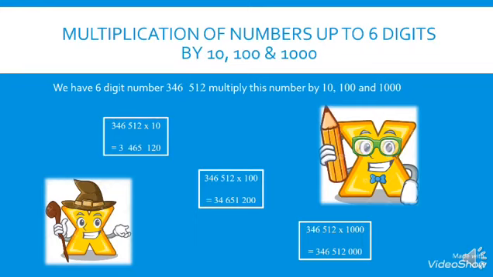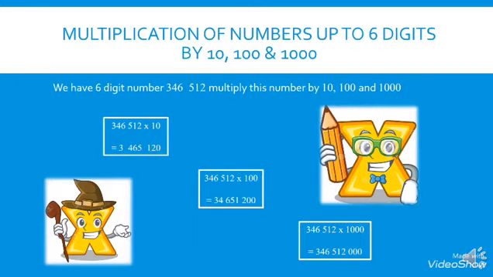Let us see what happens when we multiply a 6-digit number by 10, 100 and 1000. In this example, we have a 6-digit number, 346,512. We multiply this number by 10, 100 and 1000 and let's see the results. When we multiply 346,512 with 10, the answer is 3,465,120.